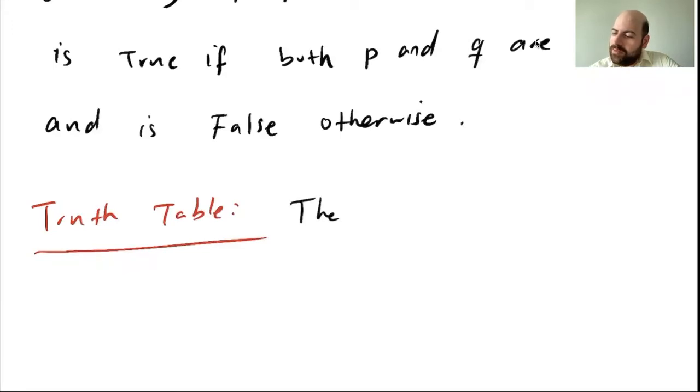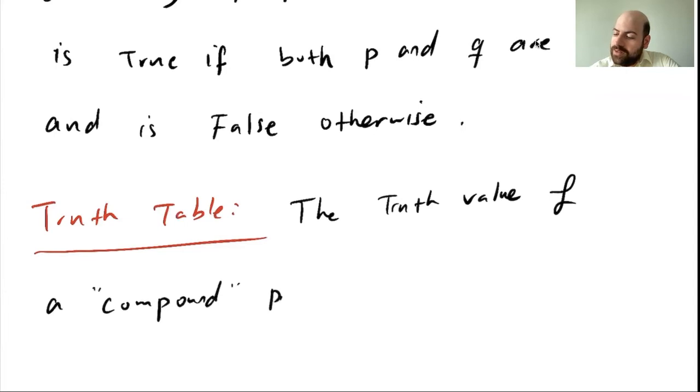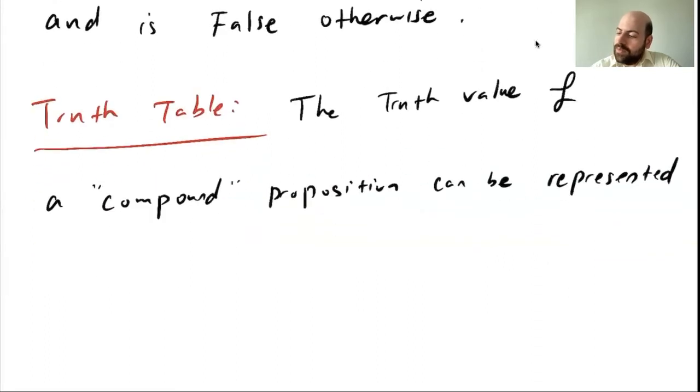So the truth value of a compound proposition can be determined, or I can say represented, can be represented with a table called truth table.